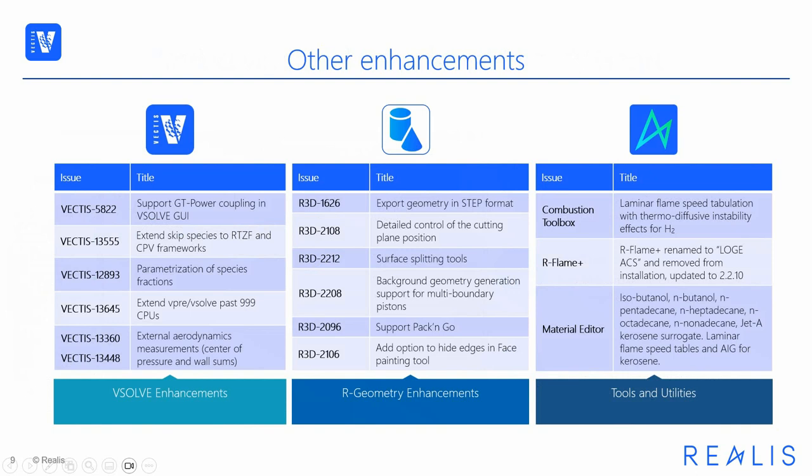Finally, we continue expanding our fuel database with this release, including built-in support for complex heavy hydrocarbons representative of hydrogenated vegetable oil for renewable fuel application and aviation-grade kerosene.